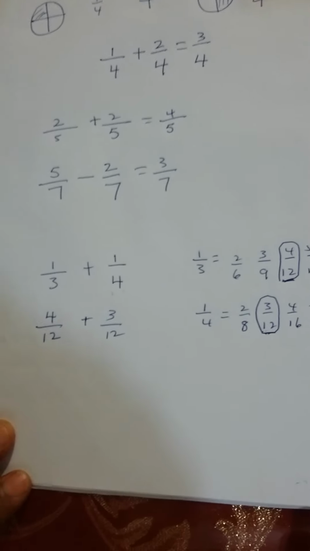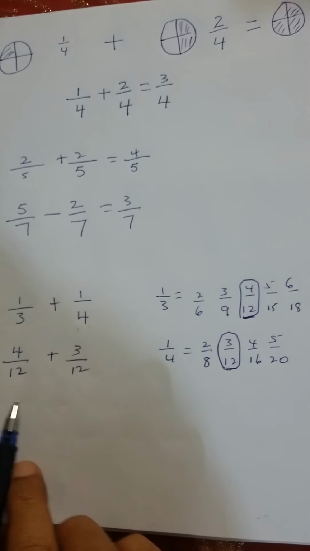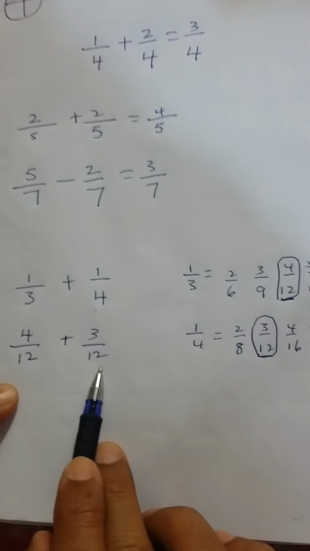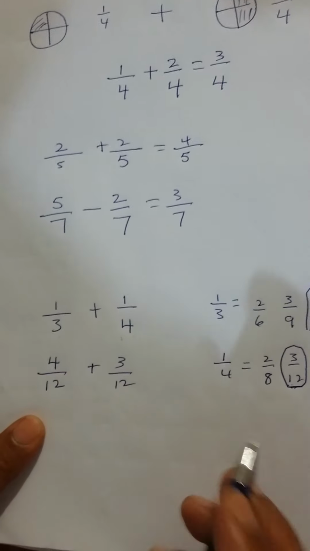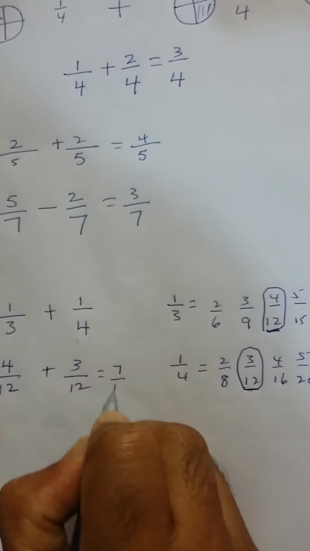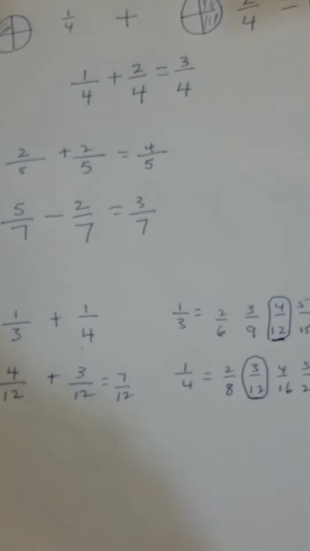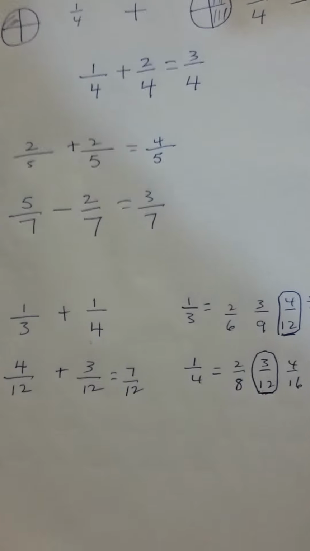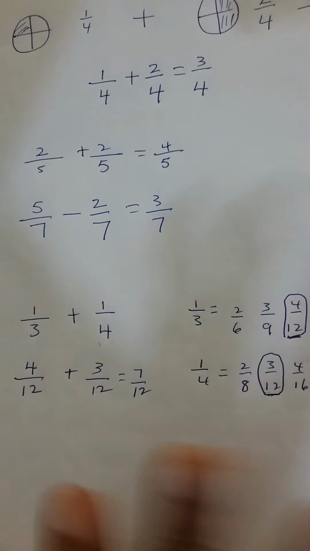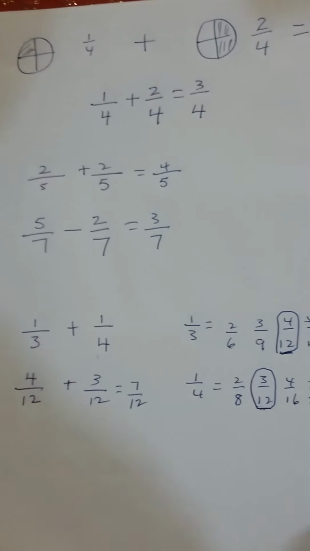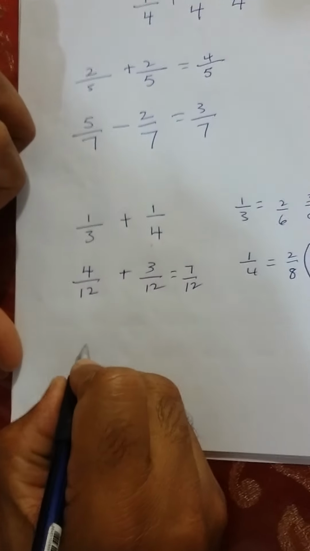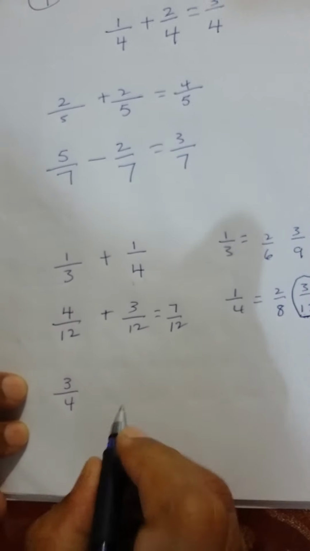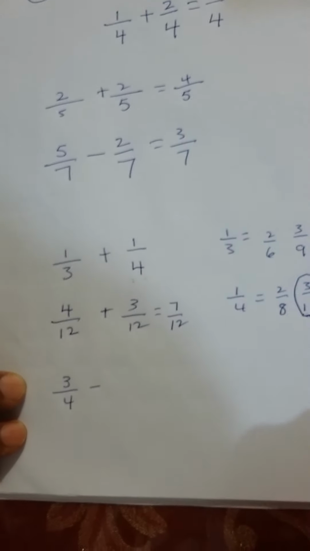3/12. Can you add now? Yes, we can add now. We can perform the operation because now our denominators are the same. So we can add 4/12 add 3/12. That will give us 7/12. And when I get my answer, I check to see if my answer could reduce to its lowest term. Oh, it's fine. It can't reduce. So let's try another one. Let's try, let's say, 3/4 take away 1/2.